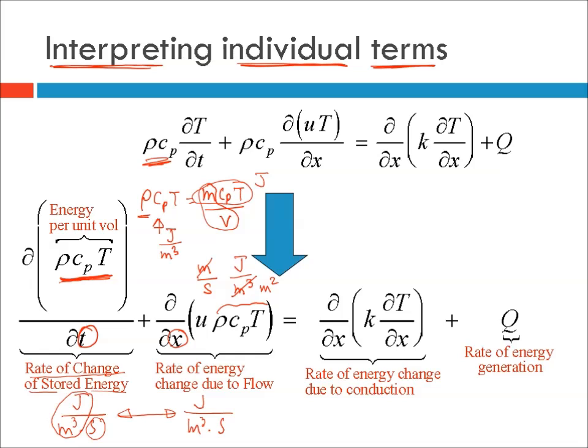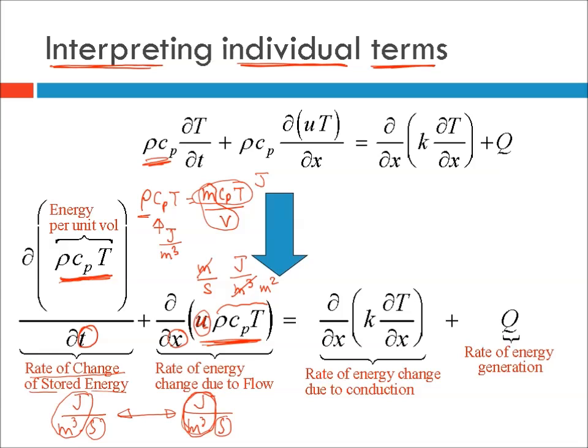So then this is the rate of energy change, because energy again is joules per meter cube. Rate of energy change due to flow, because of this velocity. You notice there's a velocity. So because of the velocity, this term represents energy that simply flows into the control volume.